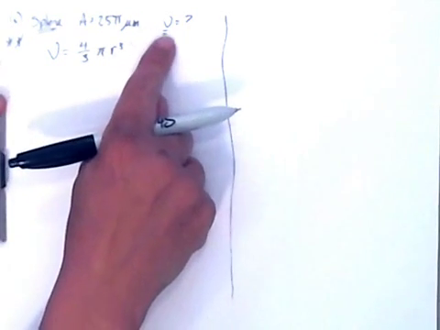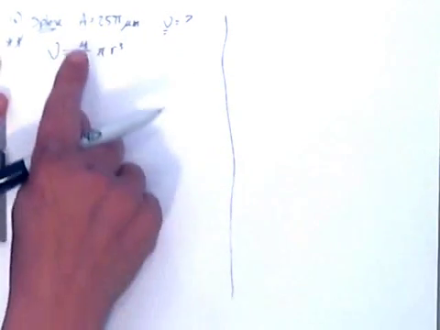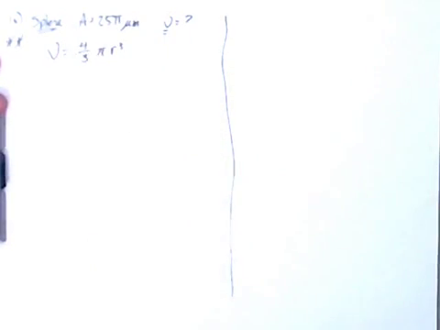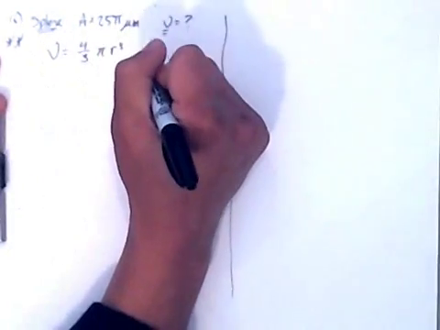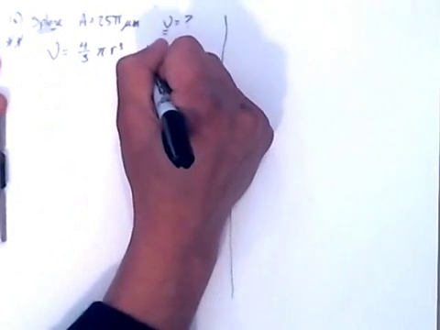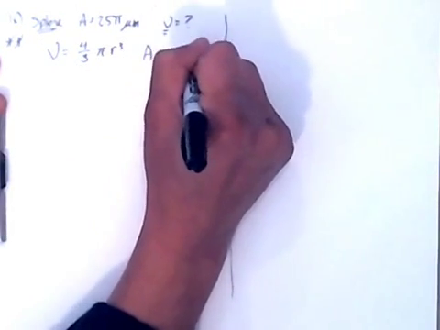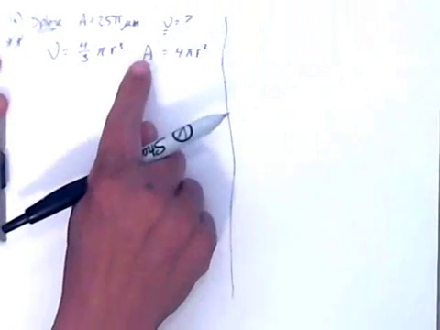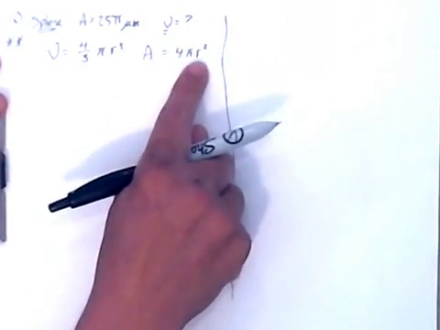They might give you the volume and you have to find the area. They might give you the area and you find the volume, back and forth. So the surface area of a sphere is equal to 4 pi r squared. Oh, I have the area. I need the radius.